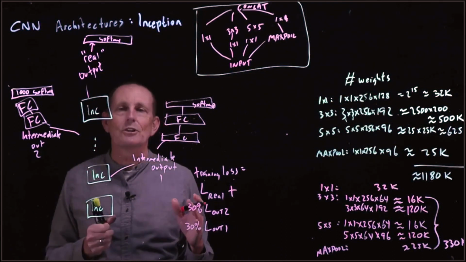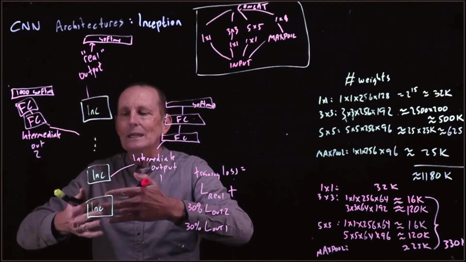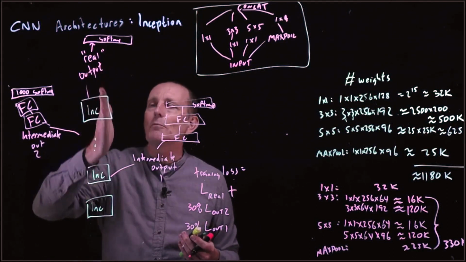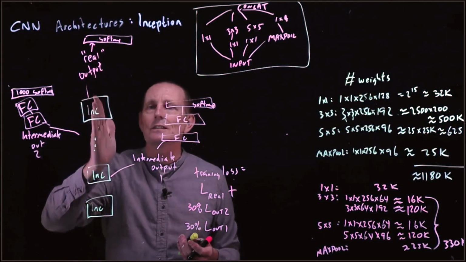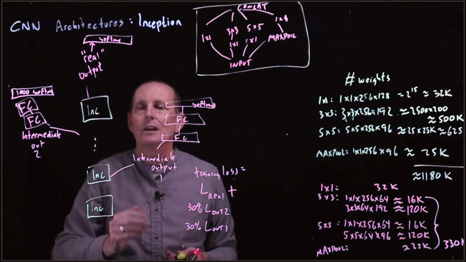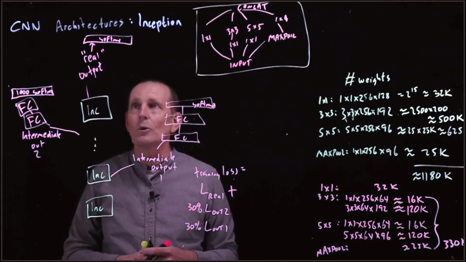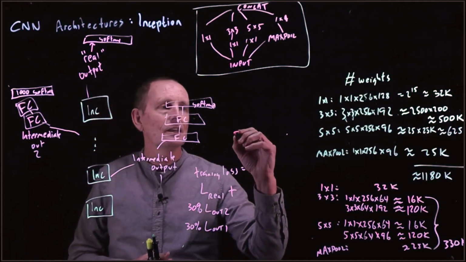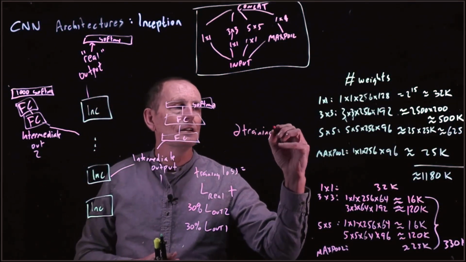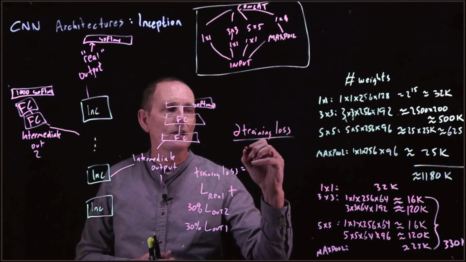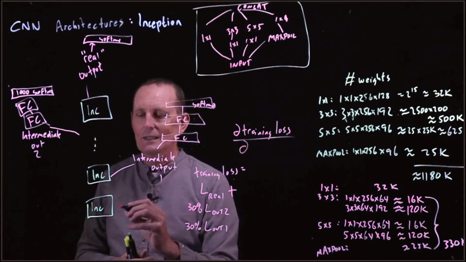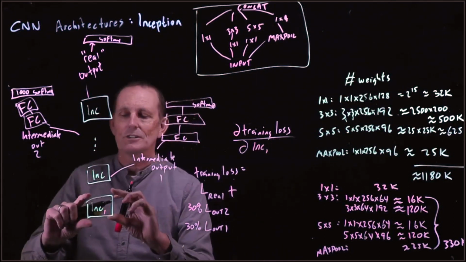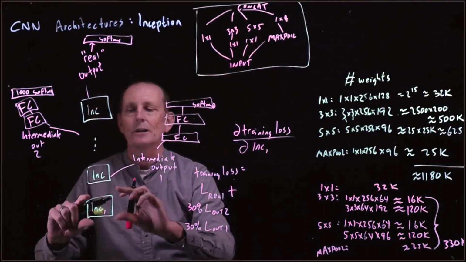The reason it's used for training is to try to get gradient down to earlier parts of the network. This is a long path, so it's hard to get gradient down here. It's easy for it to vanish as it's going back. During our training, we're calculating the training loss, and if we look at the partial derivative of the training loss with respect to, let's say, Inc 1, that is the first set of weights down in here.